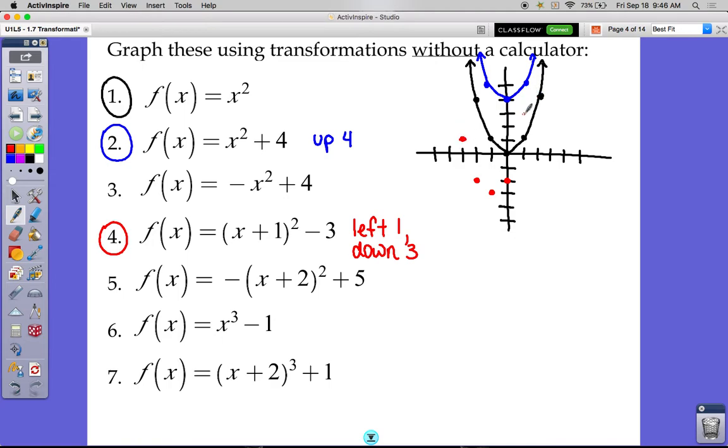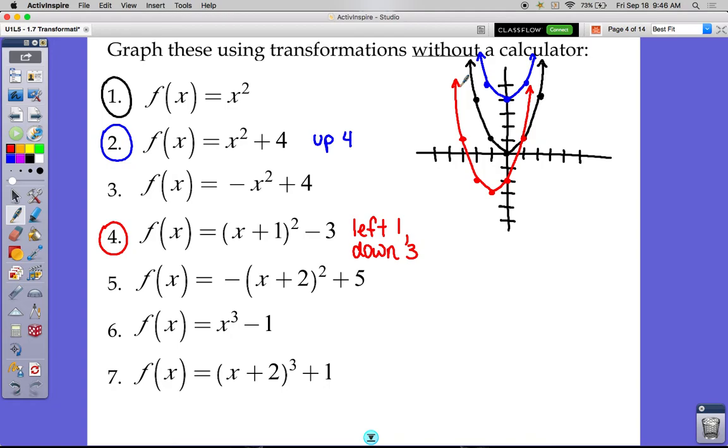Left 1, 1, 2, 3. And we have a point that coincides there. And that's okay. It's starting to get crowded. So there you go. That's probably not the best shape, but gives us an idea. Again, we're asked to sketch these without a calculator. You get close enough, I'm happy with that.